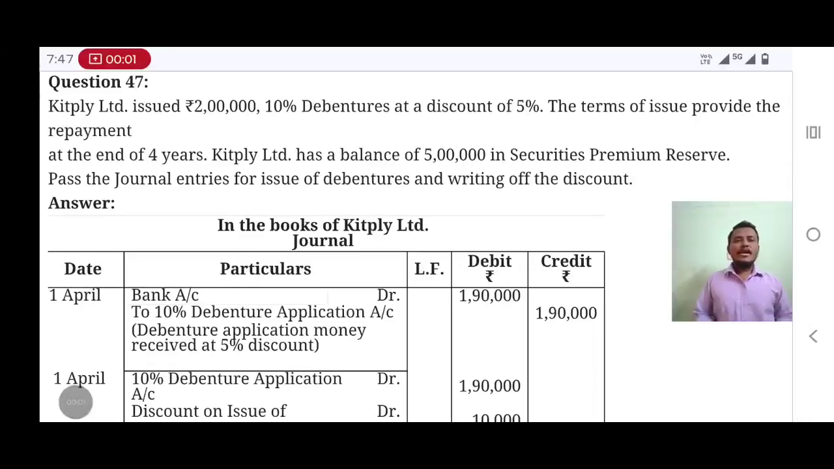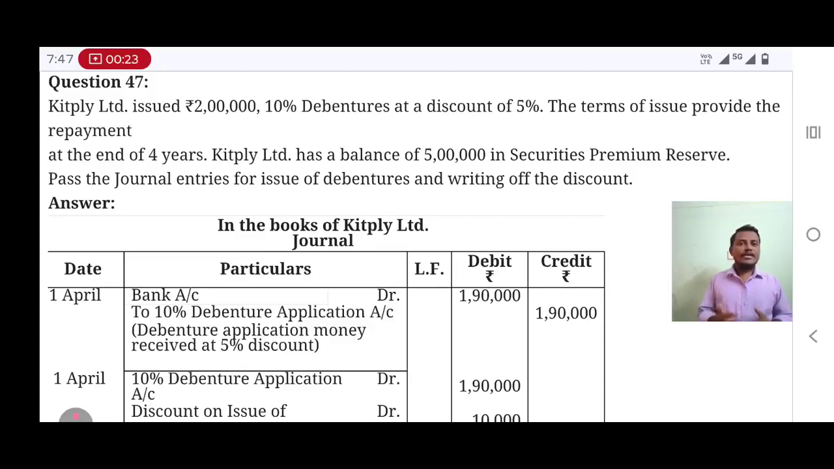So here we have come to the final concept of writing off loss or discount on issue of debentures. Kitply Limited issued 2 lakh 10% debentures at a discount of 5%. The terms of issue provide for repayment at the end of 4 years. It has a 5 lakh securities premium. So discount you have to calculate here.